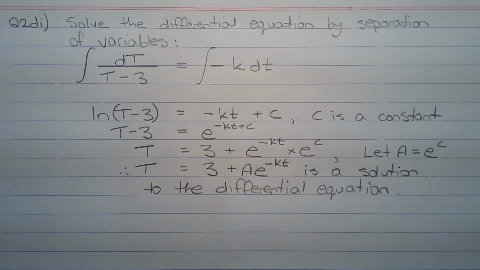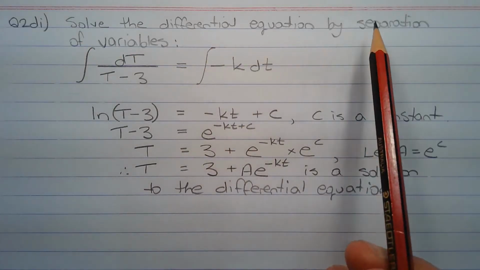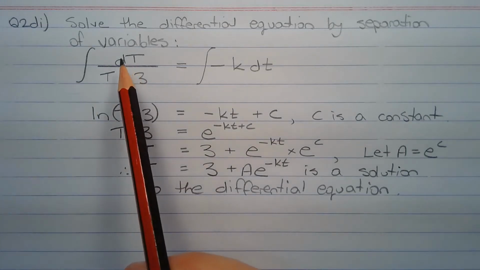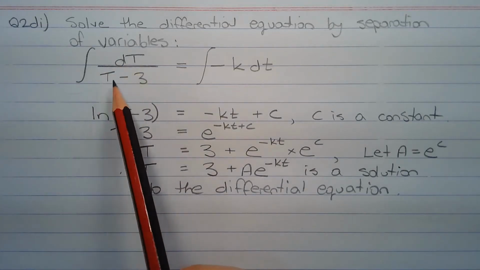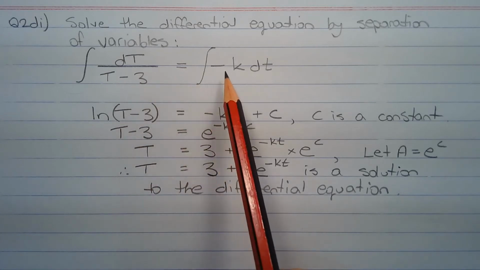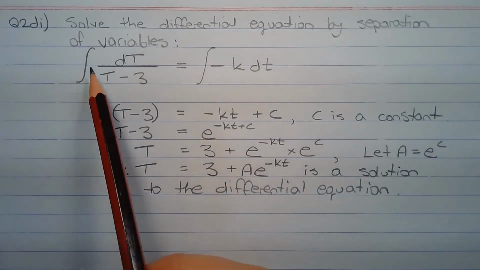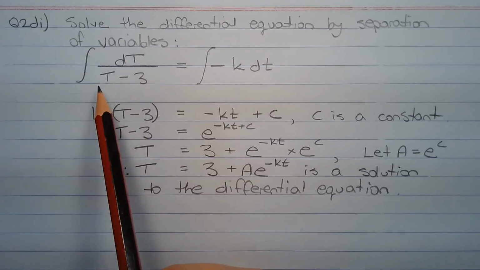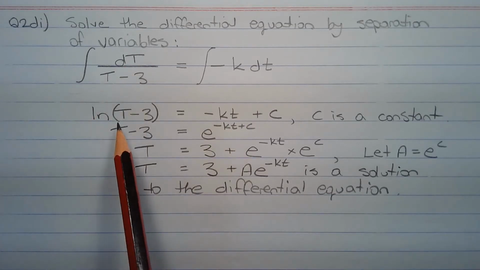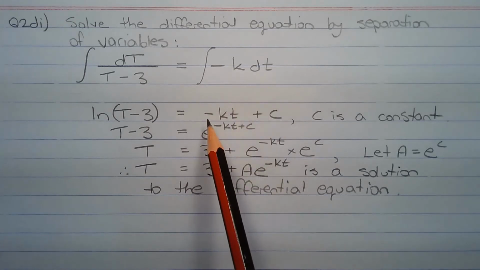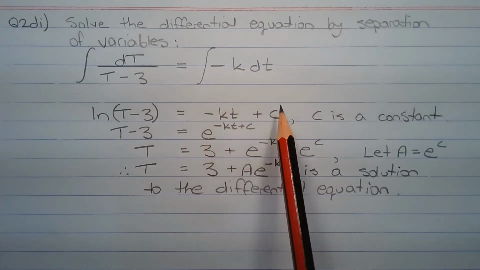I'm going to answer this question by solving the differential equation by separation of variables. So firstly, to separate the variables, we have dT over (T minus 3) is equal to negative k dt. Next, we integrate both sides of this equation. What we do on one side, we've got to do to the other. Now the integral of dT over (T minus 3) is ln of (T minus 3), and the integral of negative k dt is equal to negative kt plus the constant of integration c.